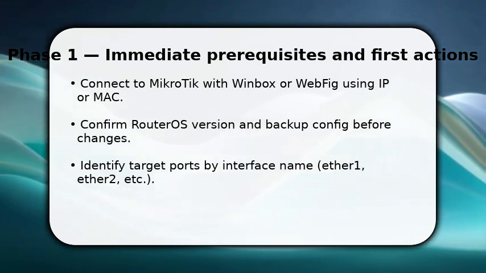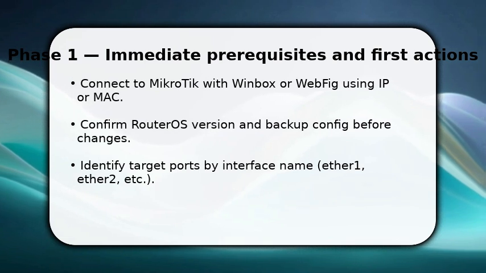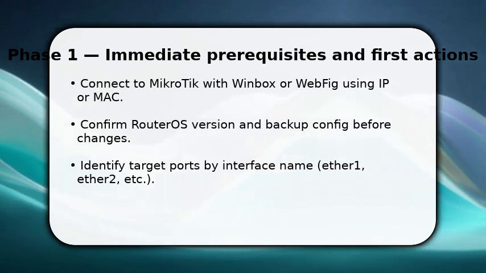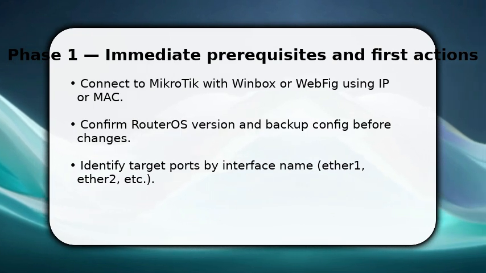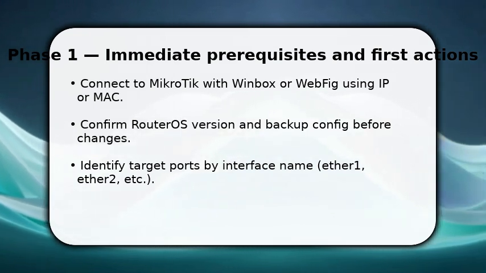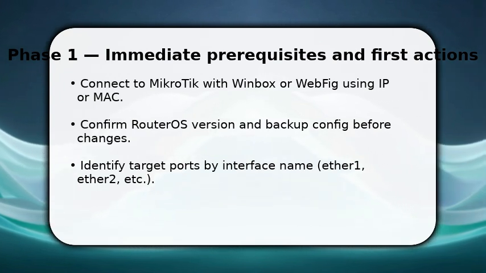Next, locate the exact interface names you will limit, for example Ether2 or Ether3. This ensures you apply rules to the right ports. Now that the prerequisites are set, proceed to create queue trees or simple queues to shape bandwidth.